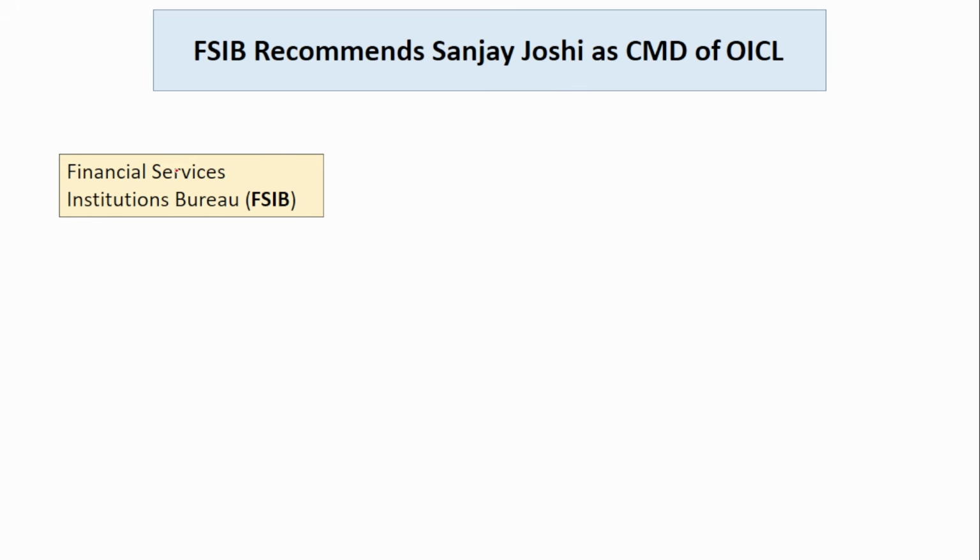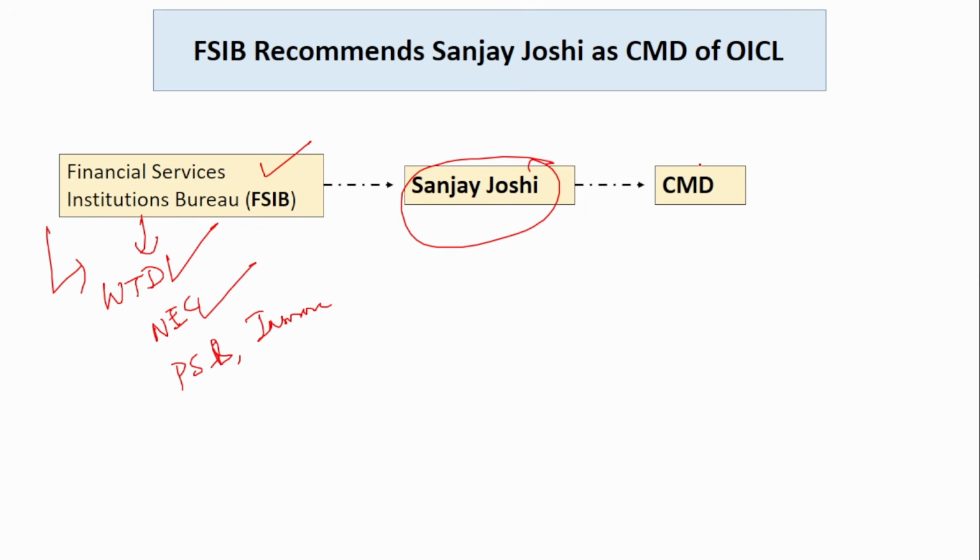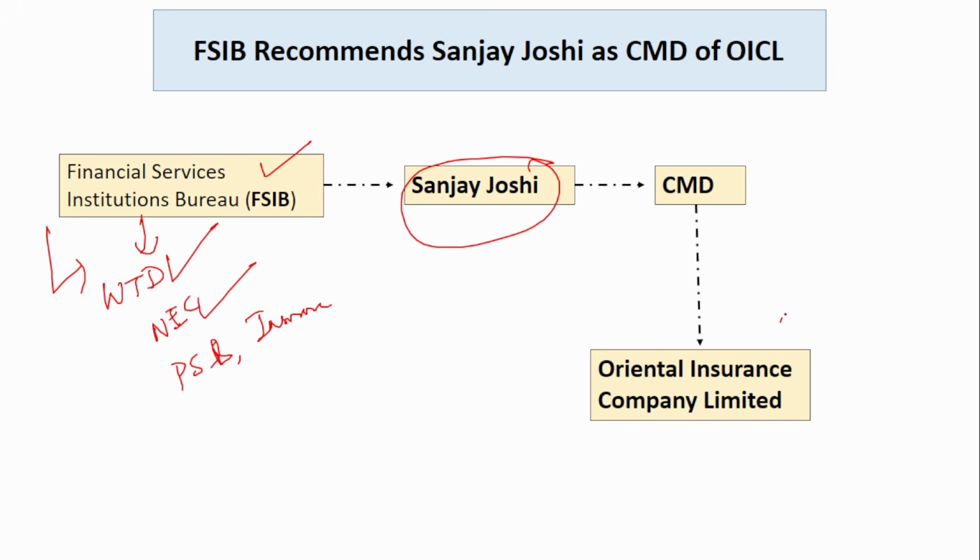The next news is Financial Services Institutions Bureau, FSIB. This institution makes recommendations for the whole-time directors and non-executive chairmen of public sector banks and also public insurance companies. It recommends whom to appoint as the whole-time director or the non-executive chairman. Now, this Financial Services Institutions Bureau has recommended Sanjay Joshi as the chairman and managing director of Oriental Insurance Company Limited. Remember Sanjay Joshi, Oriental Insurance Company Limited, chairman and managing director.